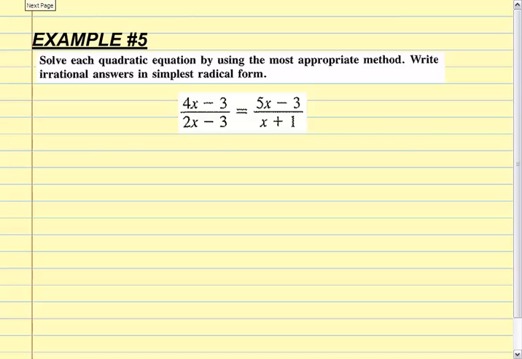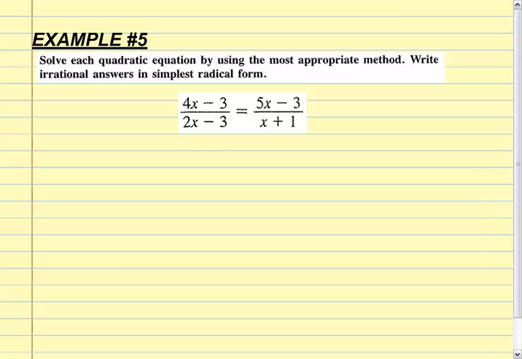Solve each quadratic equation by using the most appropriate method. You know what the most appropriate method is? The one that works. So choose whichever one you feel most comfortable with, and simplify these things, okay, or solve them, okay, and we don't need to round or anything like that.